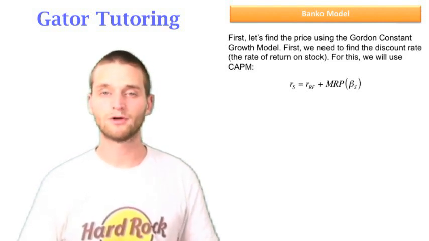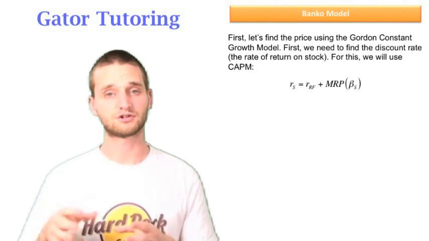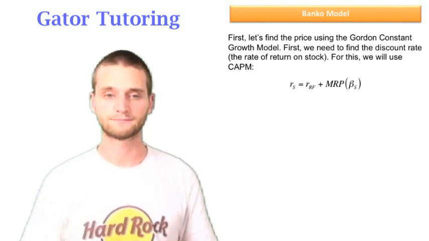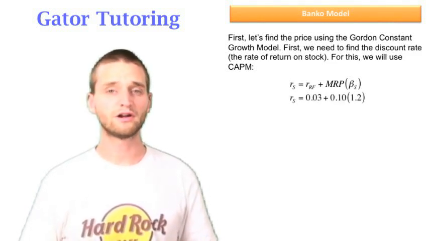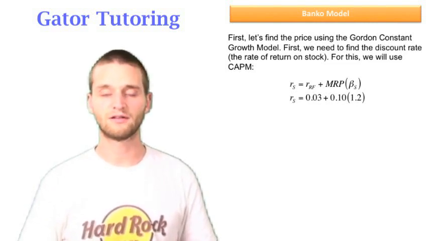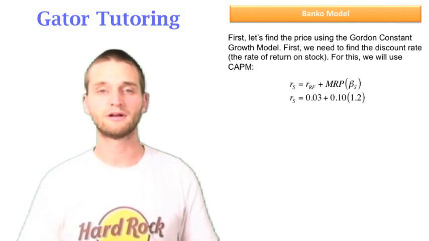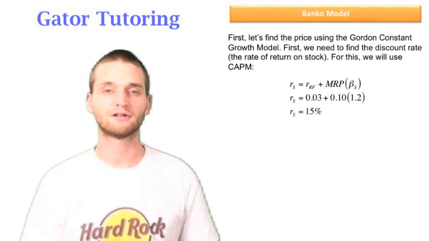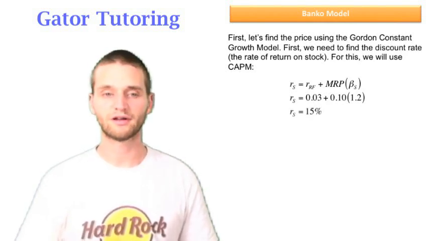Remember, the beta is just a multiplier that relates the risk of the actual security to the risk of the market. We are given all these numbers. The risk-free rate is 3%, the market risk premium is 10%, and the beta is 1.2. So we plug them into CAPM, and it gives us a rate of return on stock equal to 15%.